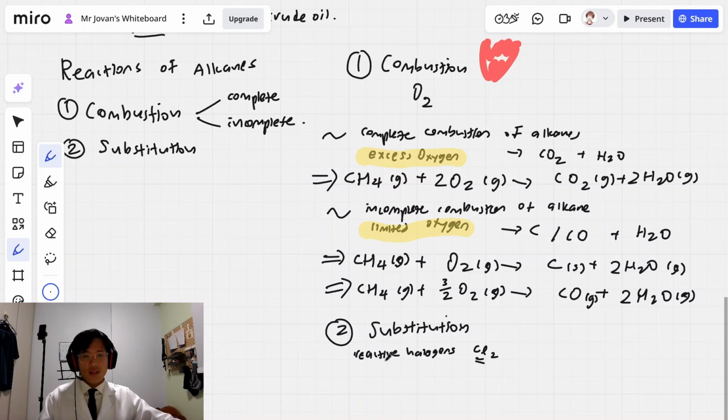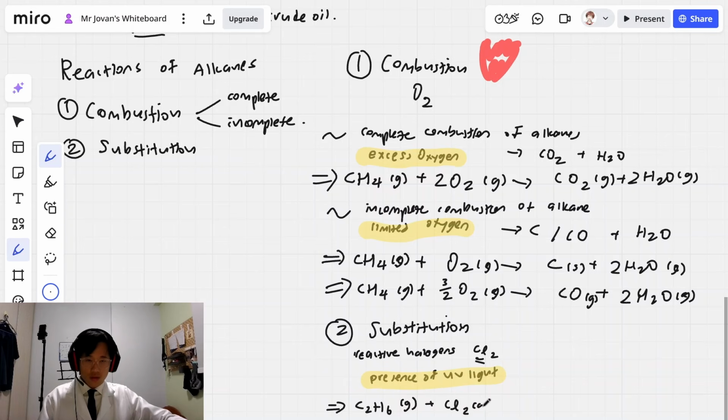And you will need certain conditions. It must be in the presence of UV light. So highlight this: presence of UV light. So what is the equation? Let's use another alkane for this case. Let's use C2H6, and it also exists as a gas at room temperature. And I will use Cl2, which is also a gas.